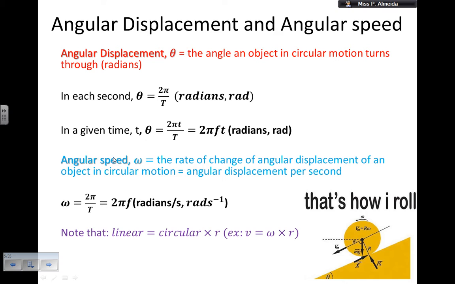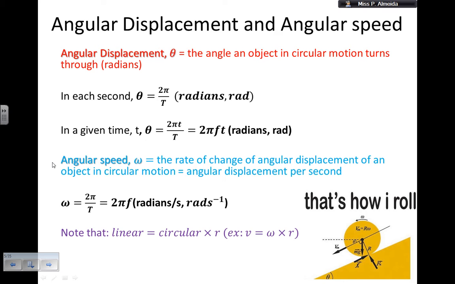Now again, because I still have a speed, but I'm going around in a circular motion, I can talk in terms of angular speed, and that's going to be the rate of change of the angular displacement of an object in circular motion, which is the angular displacement per second. So it's just like the normal speed, but now taking into consideration that I'm going on a curve, okay?